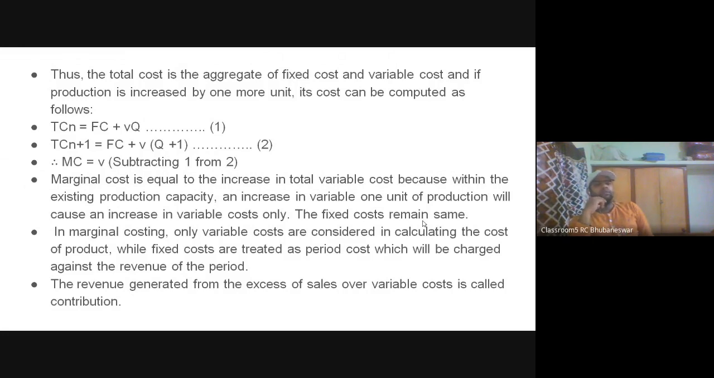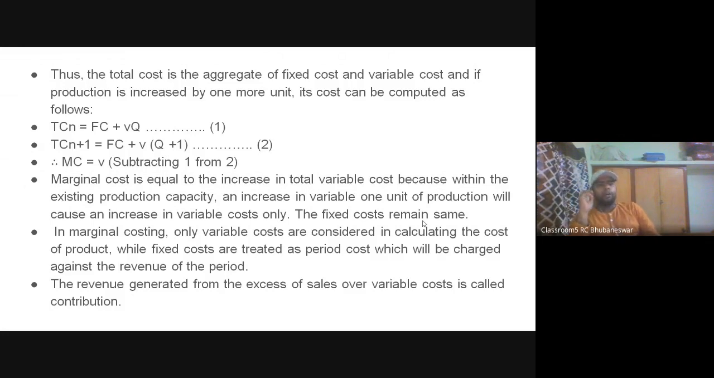Yes. Then we want to find the difference between these two: TCn plus 1 minus TCn, for one extra unit. So FC plus VQ plus V minus FC minus VQ. FC and VQ get cancelled. What is left is V. So MC is equal to V, and V is the variable cost only. Hence it is proved that the marginal cost is nothing other than the variable cost. So we arrive at our conclusion that the marginal cost is the variable cost.